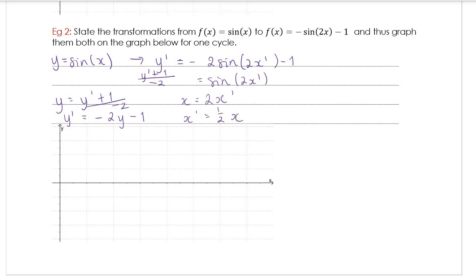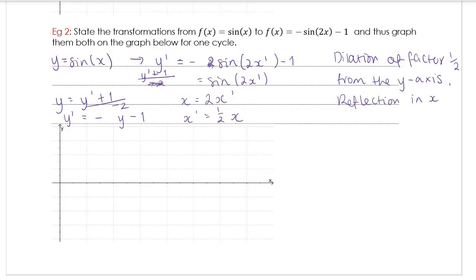So that's why when I dilate by a factor in front of the x, it becomes a fraction rather than the number itself. So here I've got a dilation of factor 2. Oh, sorry, factor half. I don't know where this 2 came from. Apologies. But I've got factor half from the y-axis, which means that it's going to shrink towards the y-axis, which will change our period. And then I've got a reflection in the x-axis and a translation 1 unit down, so 1 unit in the negative y.